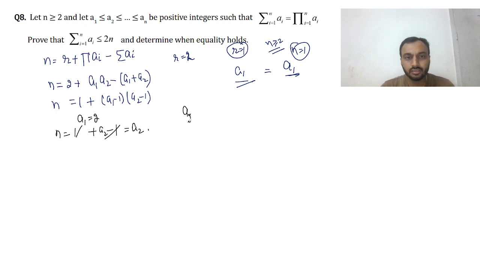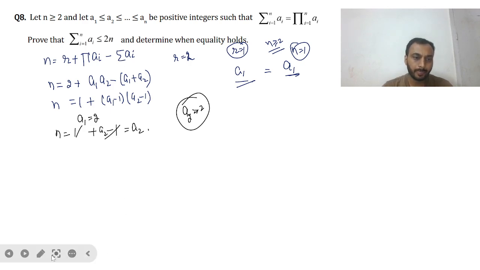a2 is greater than or equal to 2, that is the only condition, guys. So I can say that as n is equal to a2, n can take any integer value. So first we prove that for any n we have a solution, meaning a solution for 3 positive integers, 4 positive integers, any n positive integers. Now let's see what we have to do. We have to prove that the summation of ai is less than or equal to 2n, right?